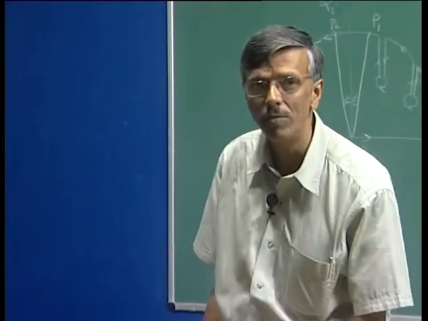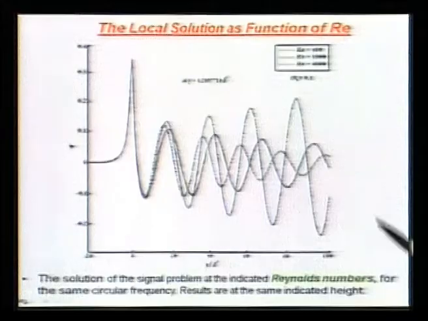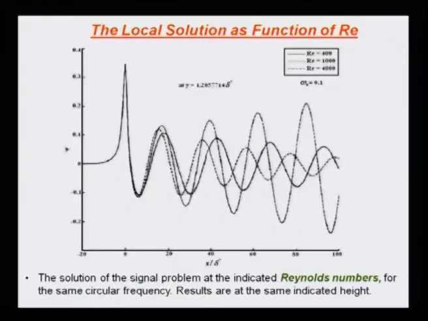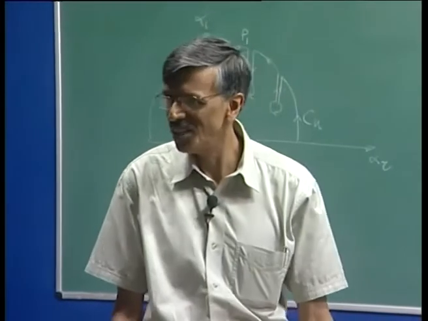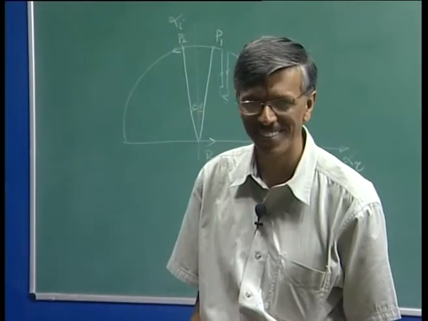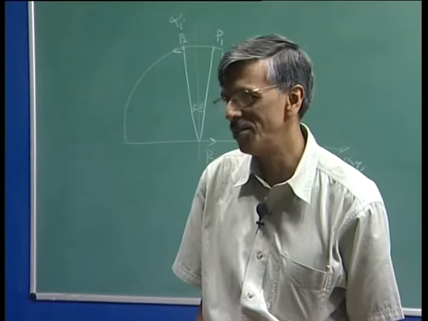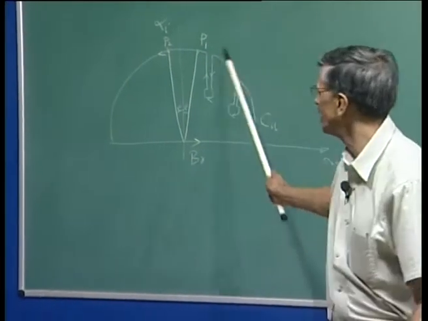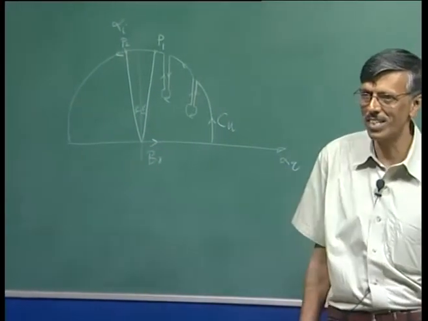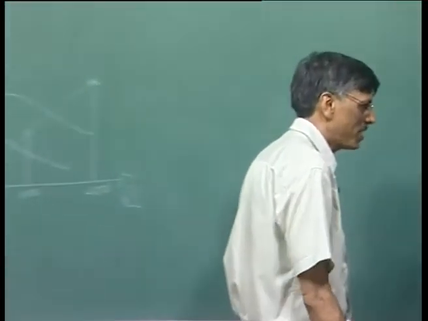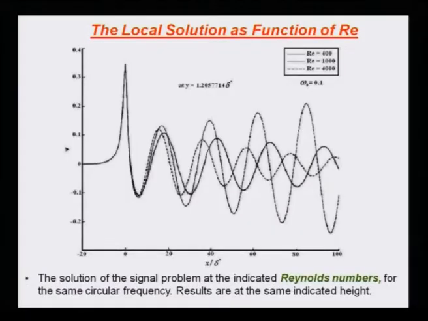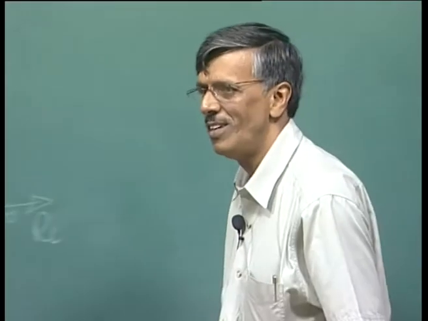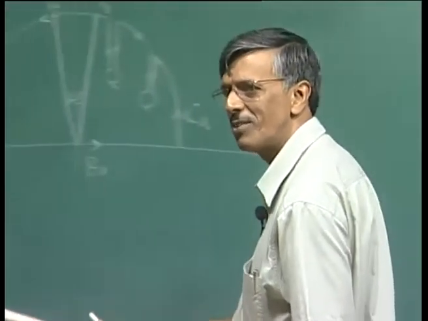We also verify. What we see, though, is that the near field part of the solution, they all collapse on each other. They do not depend on Reynolds number. Why so? If you recall, it comes from this contribution. And what was the governing equation? If you look at the governing equation that we recovered there, it is given by equation 80. Do you see a Reynolds number appearing in that equation?